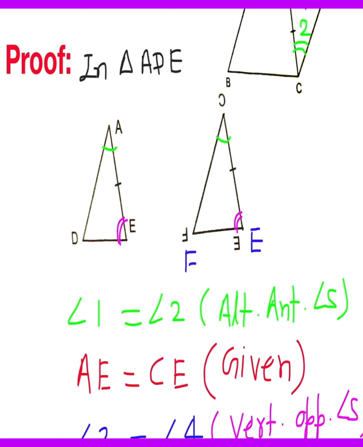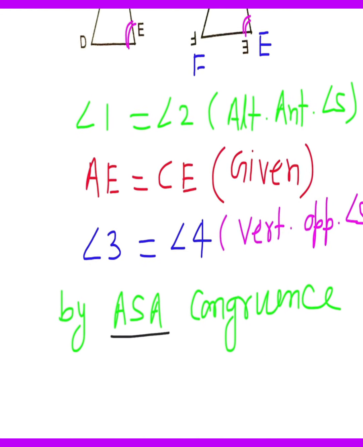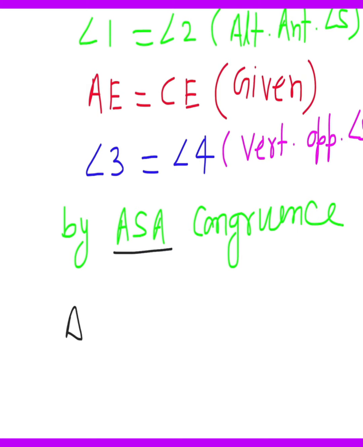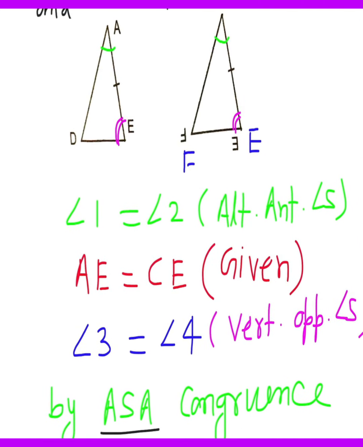triangle CEF. So now finally you can see, by ASA criterion, triangle AED is congruent to triangle CEF. If these two triangles are congruent, then you can say that the other corresponding parts are also equal.